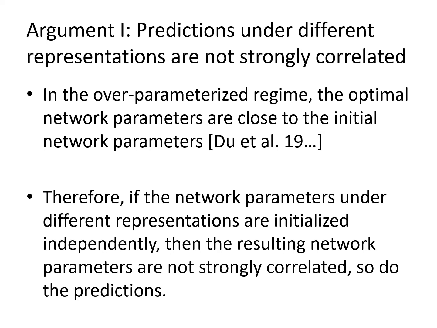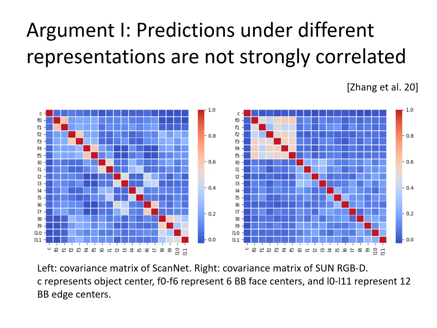Does this actually apply in practice? Empirically, we also justify this claim on real data. For example, for the task of 3D object detection, we show the covariance matrices of the predicted geometric primitives on ScanNet and SUN RGB-D. We can see that both covariance matrices are well approximated by diagonal matrices, meaning that the predictions are somehow uncorrelated with each other.